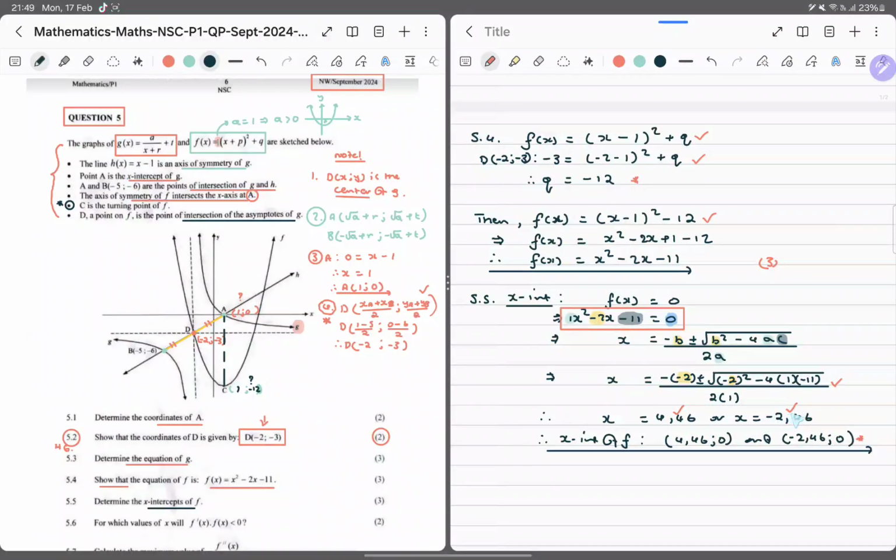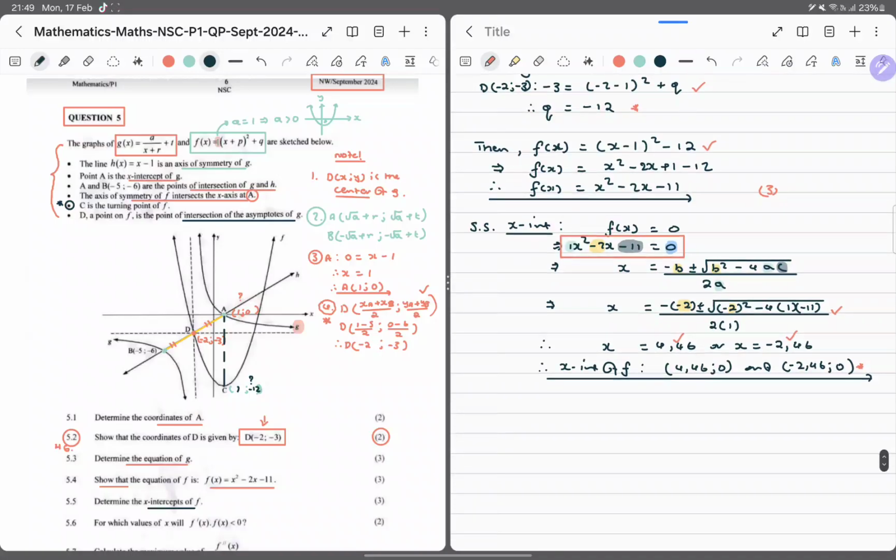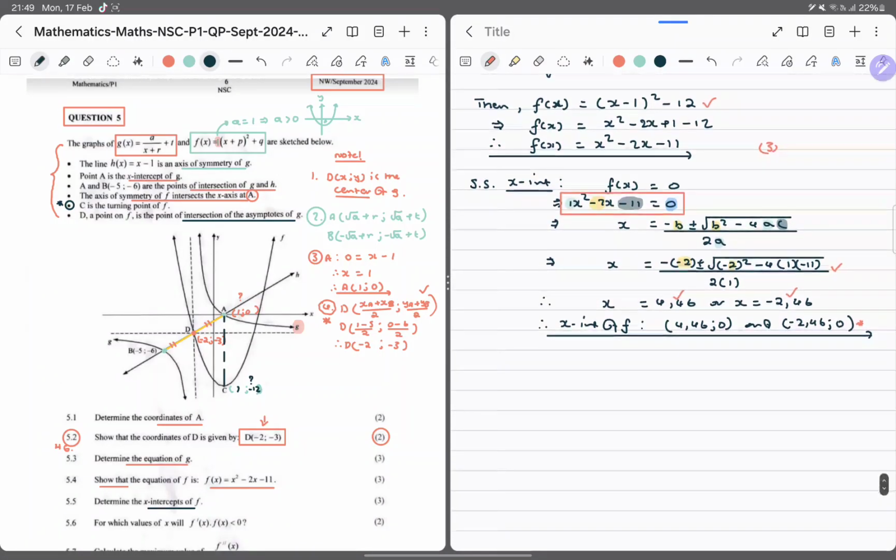If this is not showing up, you just solve for the x-intercepts only. You'll get 1 mark for both of them. You lose the 1 mark for the ordered pair. But if you do this, you can get 2 marks like that, provided we see this. So this is very important to learn how to answer questions fully and properly.